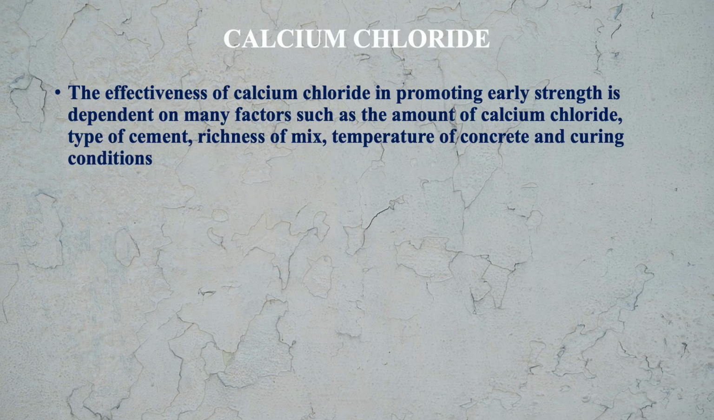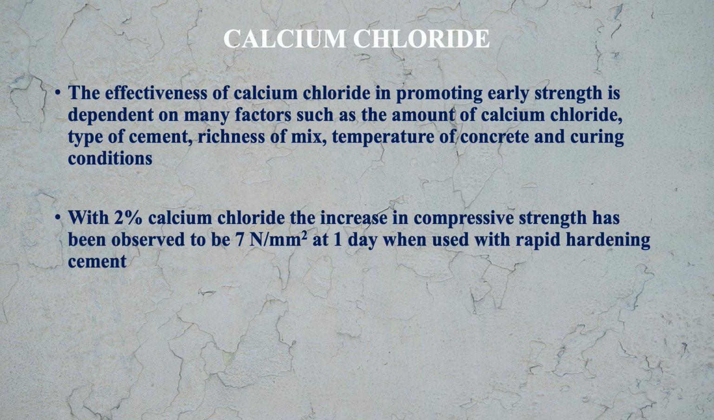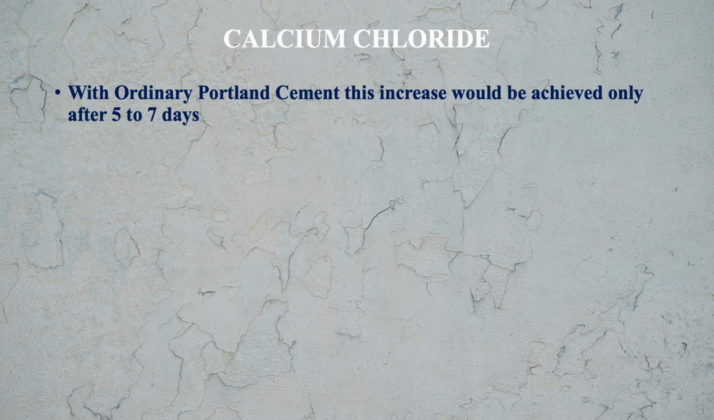The effectiveness of calcium chloride in promoting early strength is dependent on many factors, such as the amount of calcium chloride, type of cement, richness of mix, temperature of concrete, and curing conditions. With 2% calcium chloride, the increase in compressive strength has been observed to be 7 Newton per mm square at 1 day when used with rapid hardening cement. With ordinary Portland cement, this increase would be achieved only after 5 to 7 days.